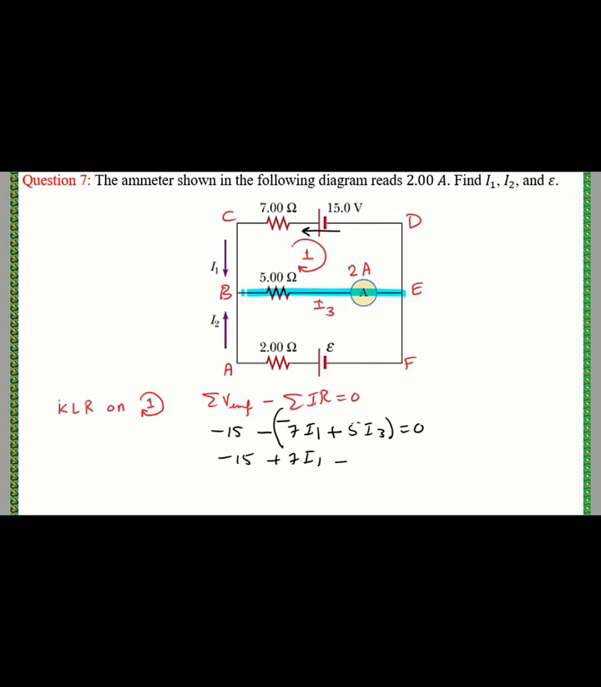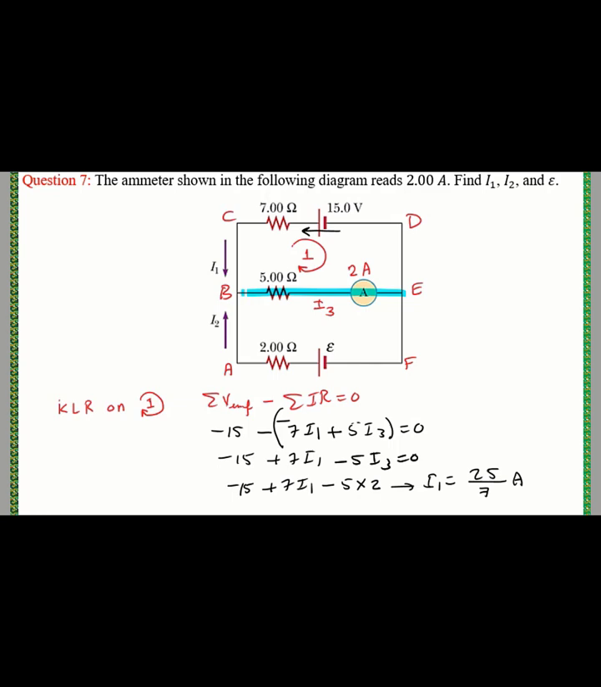Minus 15 plus 7I1 minus 5I3 equals 0. Minus 15 plus 7I1 minus 5 times I3, it is 2. So minus 5 times 2 is minus 10, with minus 15 is minus 25. So I1 equals 25 over 7 amperes.